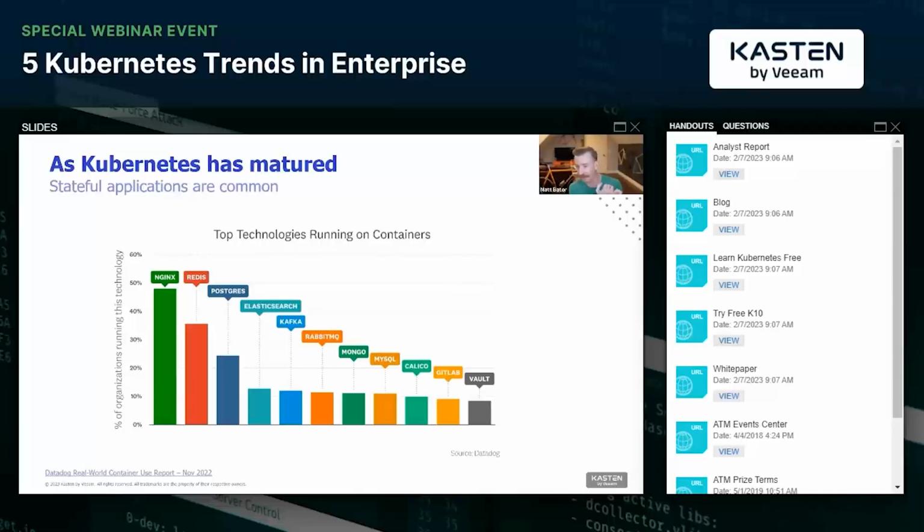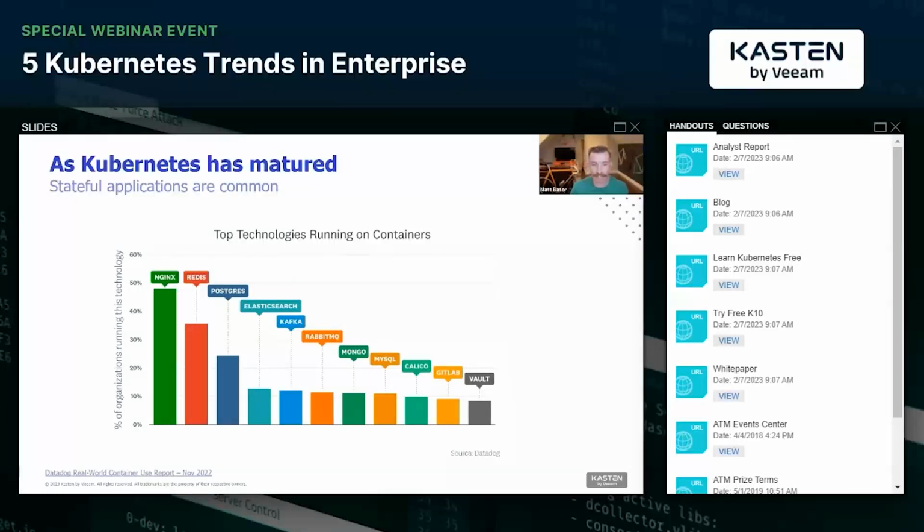First one we see, web server, stateless application. But the next two, Redis is a stateful caching layer for data. Then moving on from there, Postgres is a database. Elasticsearch is a database. Kafka and RabbitMQ are stateful message queues. Mongo and MySQL, more databases. So we see more and more stateful workloads, especially databases, coming into these Kubernetes environments.